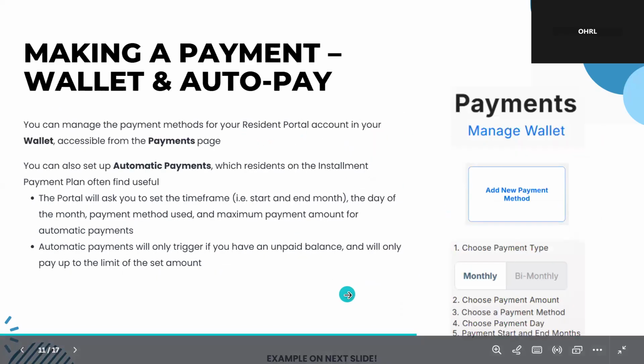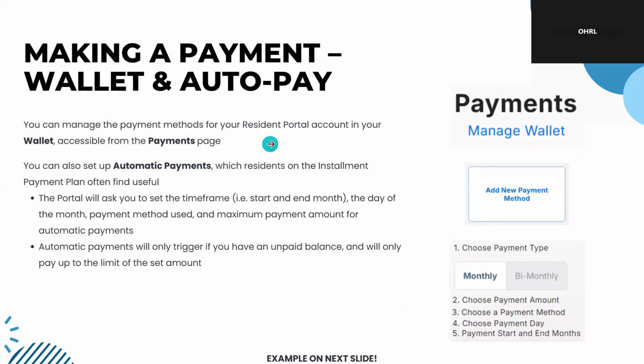Now, wallet and auto pay. Well, the wallet, also accessible on the payment page, is where you set up those payment methods we went over earlier, whether that be in the resident portal credit or debit card, bank account for an ACH transfer, or Apple Pay. You can also set up automatic payments. I've sort of teased this one a bit just because I think it's kind of neat and it's a pretty good system for doing that. Residents on the installment plan do find auto pay a little more useful than folks on the semester plan, just because they're looking at 8 payments over the course of both semesters rather than 2.